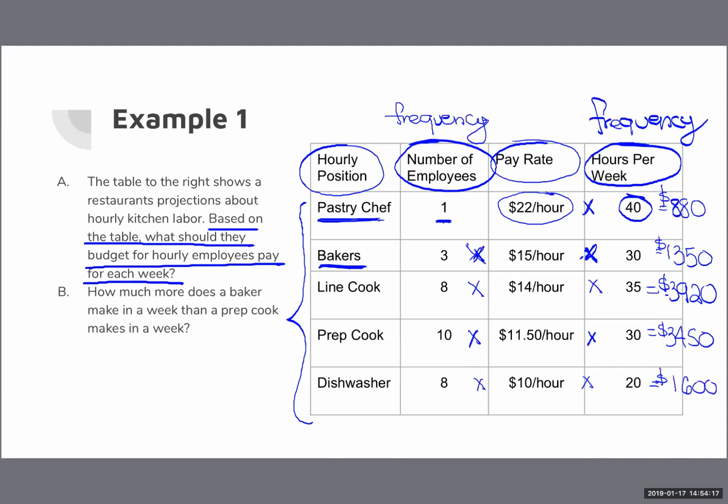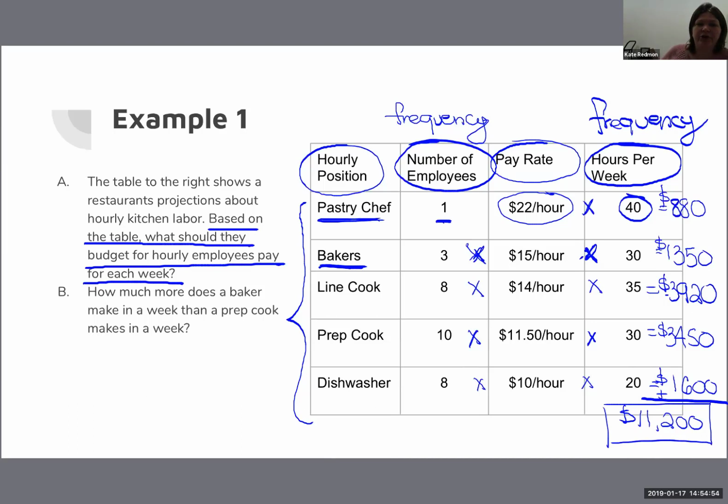But I still don't have my total for all the hourly employees. Right now I have the pastry chef, the bakers, the line cooks, the prep cooks, and the dishwashers all separately. How could I get the grand total? Any ideas? Add it. Exactly. So I'll take that 880, 1350. This isn't repetition, so I'm not multiplying. This is just a bunch of numbers I want to total, so I'm going to add. I get $11,200 budgeted for my hourly employees each week.